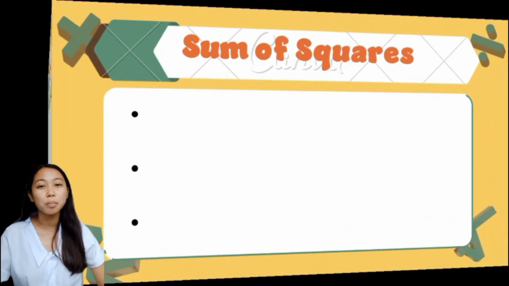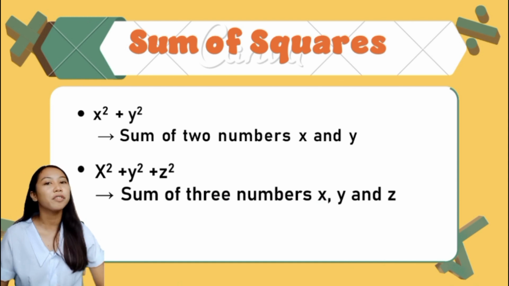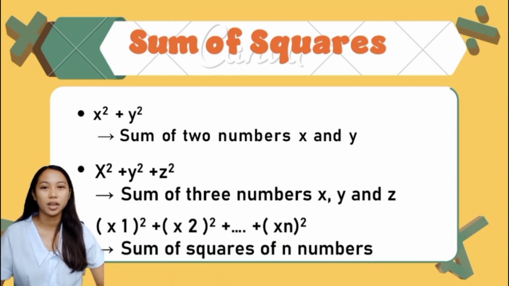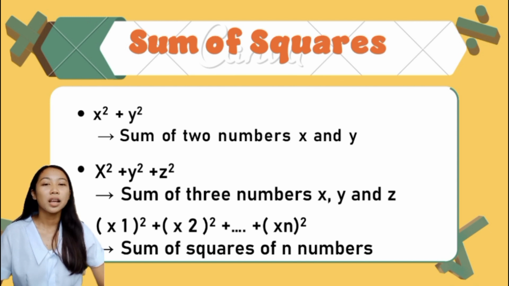First is the sum of two numbers x and y, which is in the form of x squared plus y squared. Another is the sum of three numbers x, y, and z, which is in the form of x squared plus y squared plus z squared. Another is x sub 1 squared plus x sub 2 squared plus so on plus x sub n squared, which is the sum of squares of n numbers.